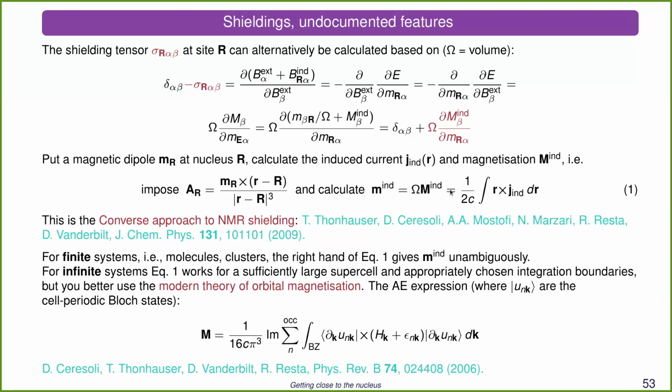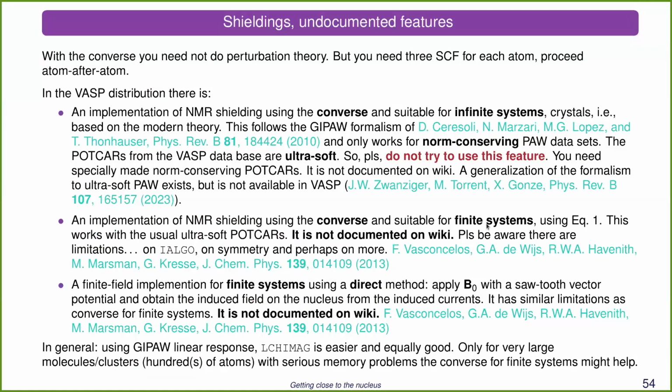Other things which are present is, again, this recipe, but then using this direct definition. This direct definition is suitable for finite systems. And it can be useful if you want to do very large clusters or molecules with many atoms, say a few hundred, and you run into memory problems. So maybe we should revive this and actually make this more user-friendly and accessible. But it is not documented and it is difficult to use because sometimes it works, sometimes not, depending on how you're steering it.